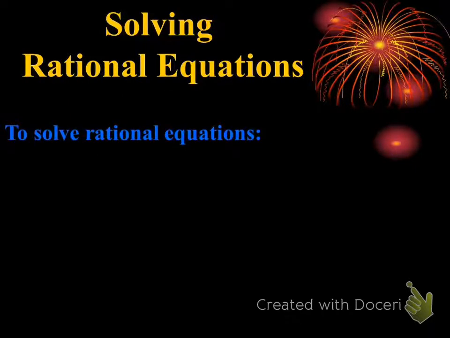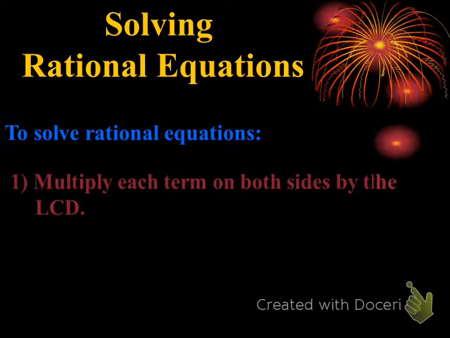One method to solve rational equations is the LCD method, where you would find your lowest common denominator and multiply each term on both sides by that lowest common denominator. Remember, the purpose in multiplying by the lowest common denominator is to eliminate all denominators.